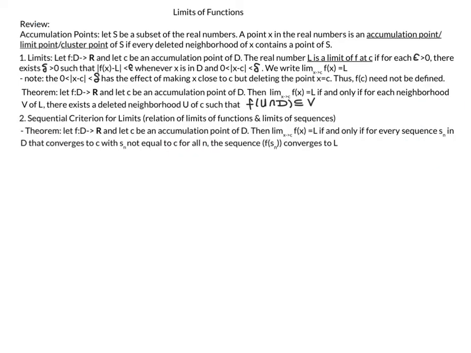Our next topic is the sequential criterion for limits, and what this section does is it relates the limits of functions, which we are looking at now, to the limits of sequences, which we looked at in a previous video. The theorem is: let f go from D to the real numbers and let c be an accumulation point of D. Then the limit as x approaches c of f of x is equal to L if and only if for every sequence Sn in D that converges to c with Sn not equal to c for all n, the sequence f of Sn converges to L.